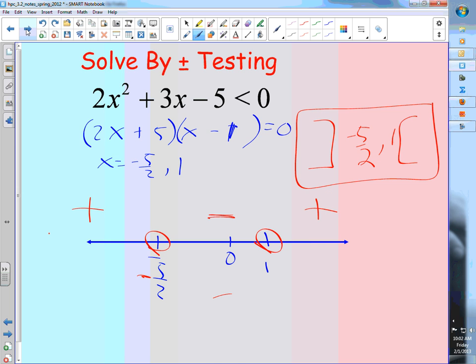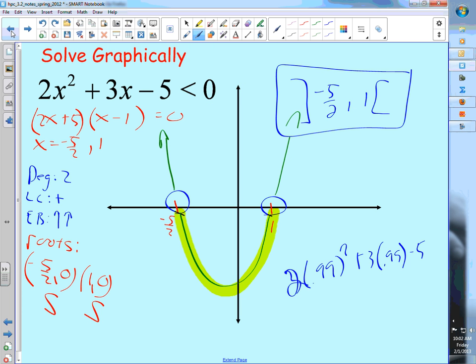I did the same exact problem graphically by graphing what the graph of the left side of the inequality would look like. It would be a parabola, horseshoe up, vertex below the x-axis with these two x-intercepts. The x-intercepts cannot be included, so I circle them, open. Where is it below the x-axis? It's this interval between here and here. Same results. Does that make sense?